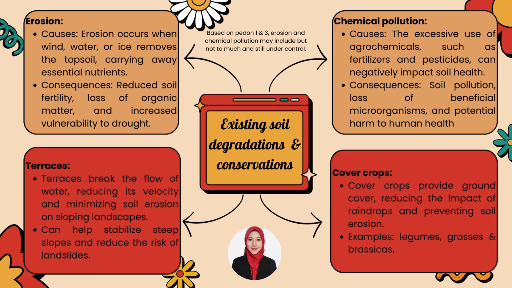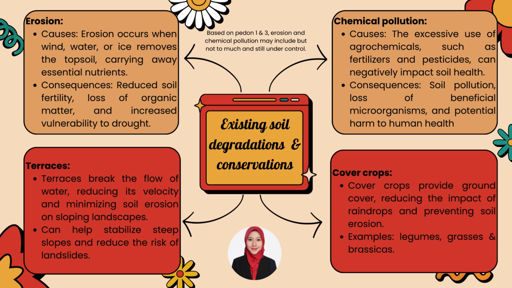Terraces and cover crops are two important soil conservation practices that contribute to sustainable agriculture and help prevent soil degradation. Terracing involves creating level areas on sloping terrain to slow down water runoff, prevent soil erosion, and enhance water infiltration. Terraces are typically constructed in a series of steps along the contour line of the land. Terraces break the flow of water, reducing its velocity and minimizing soil erosion on sloping landscape. In addition to preventing soil erosion, terraces can help stabilize steep slopes and reduce the risk of landslide.